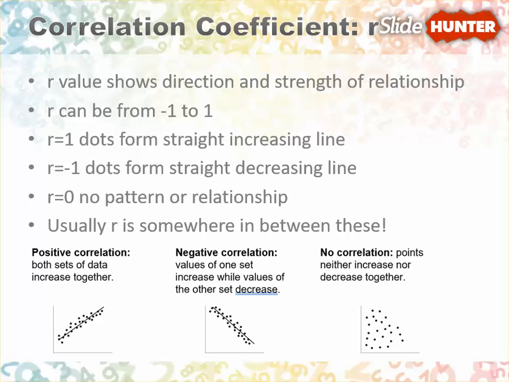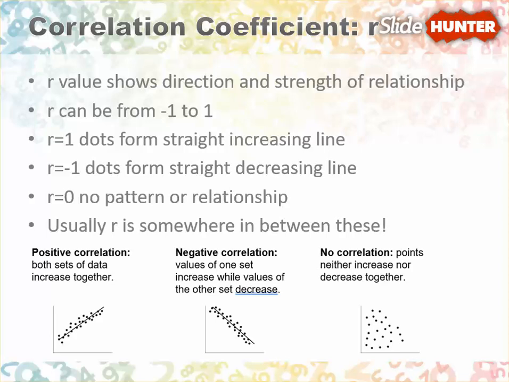Now, if it's +1, it would be an exact straight line that's increasing. So all the dots line up. If it's R equals -1, again, all the dots are on a straight line, but this time the line is decreasing. And if there's no pattern or relationship, our R is 0. Usually, we're going to have something in between those.